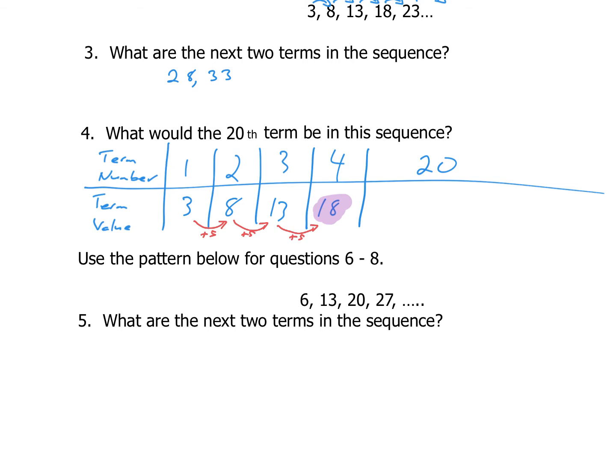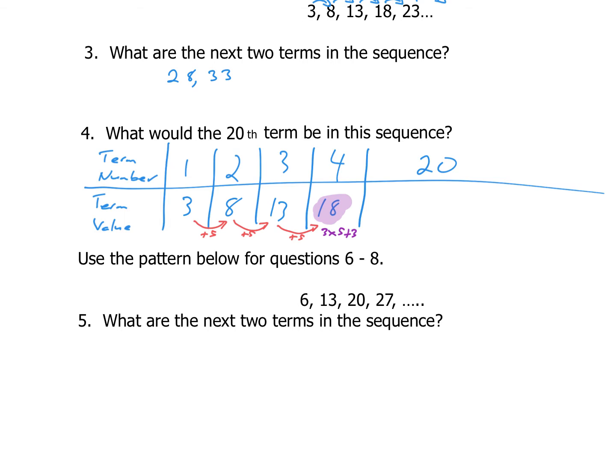Well, we've got 3 groups of 5 here, right? So we've got 3 groups of 5, which got us to 15, but that doesn't make 18. We have to remember that we also have that first term. We have to add on that first term, which is adding on another 3. That gets us up to 18.